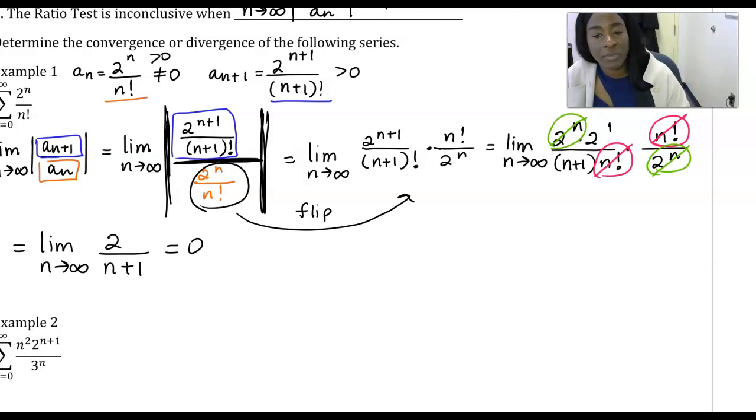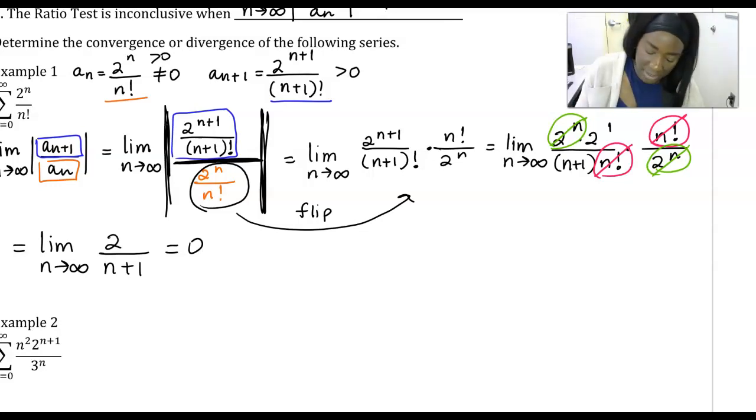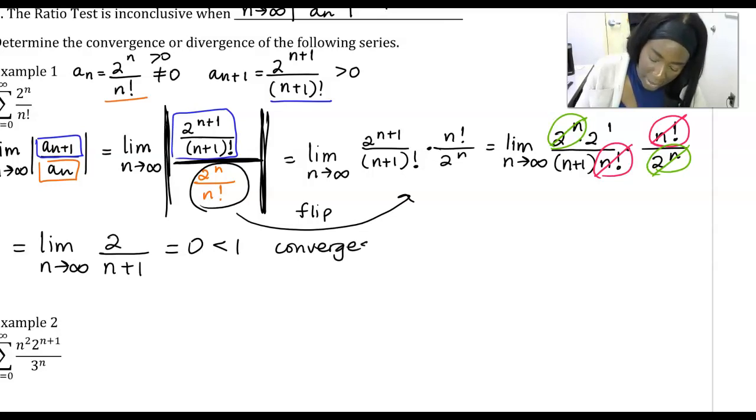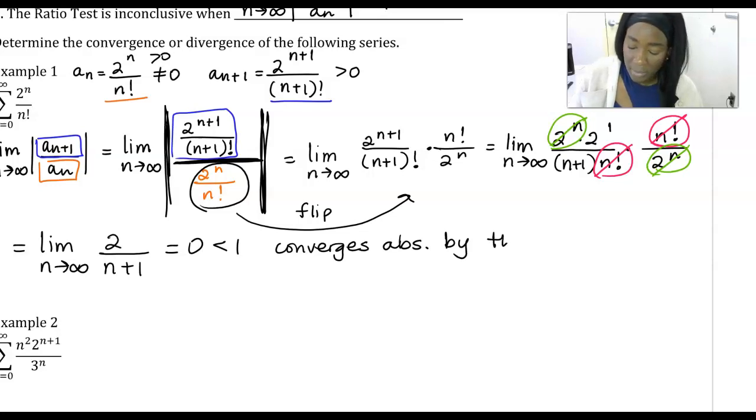What does that tell us from the ratio test? Well, it tells us that this series converges absolutely. And I know that it converges absolutely because the limit that we evaluated came out to be something that was less than 1.